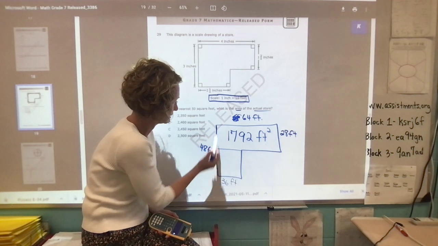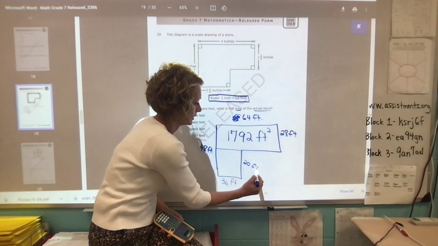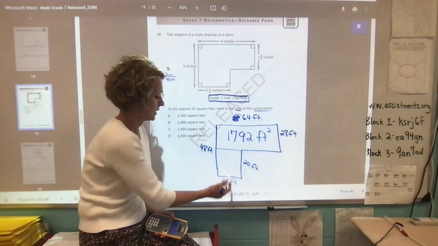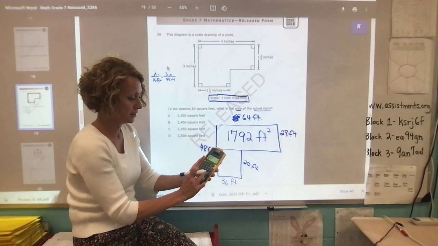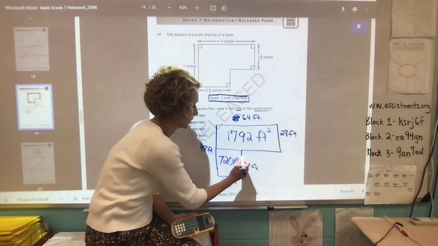Down here, my dimensions would be, hey, this is 36, and I got to figure out what this missing length is. If this is 48 and this is 28, this has got to be 20. I'm going to multiply those out. 36 times 20. That gives me 720 square feet.